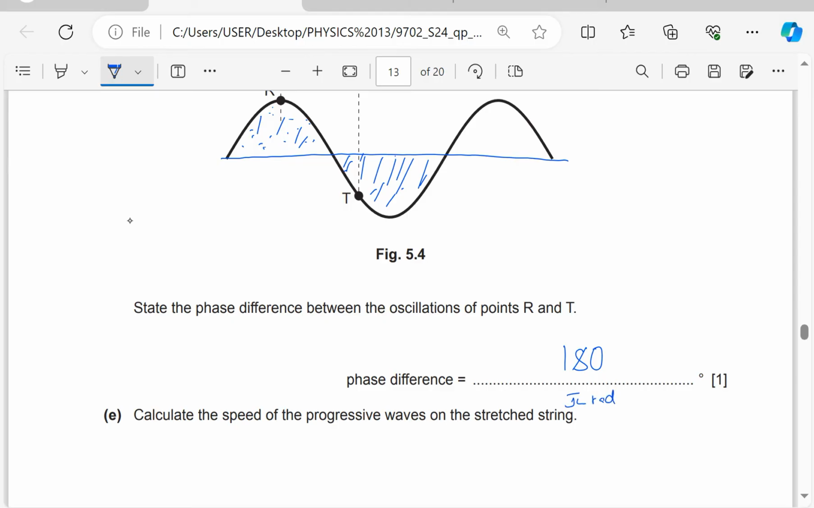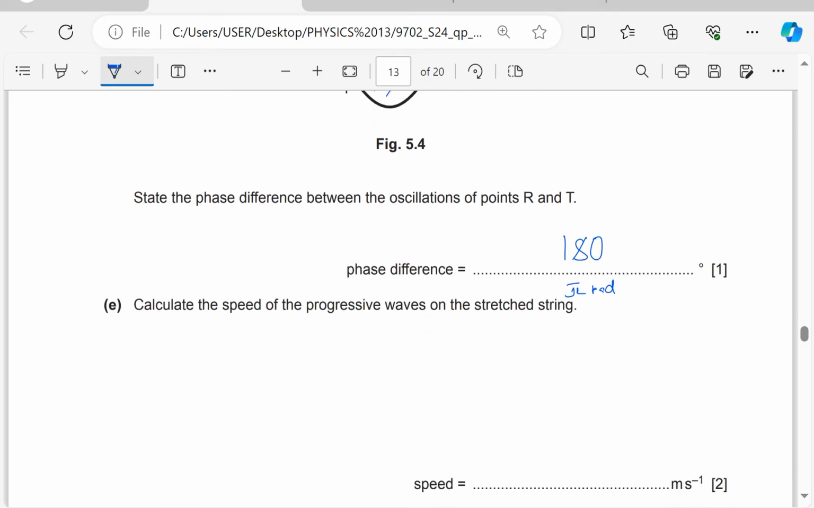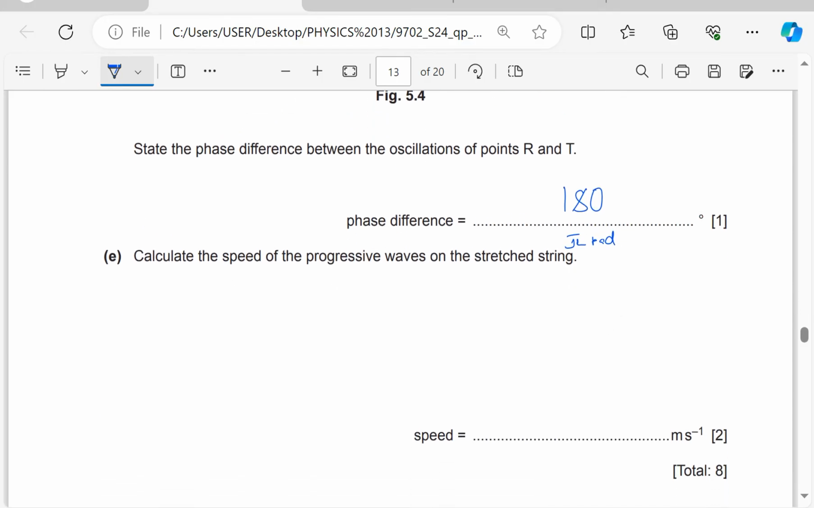But they want the answer in degrees, but I don't think writing radians would be wrong. So it is 180 degrees or pi radians. Then calculate the speed of the progressive waves on the stretched string. So we want speed. We know that speed equals lambda times f, and frequency is given as 1 over the period. So v is going to be wavelength times 1 over T, which is lambda over T.